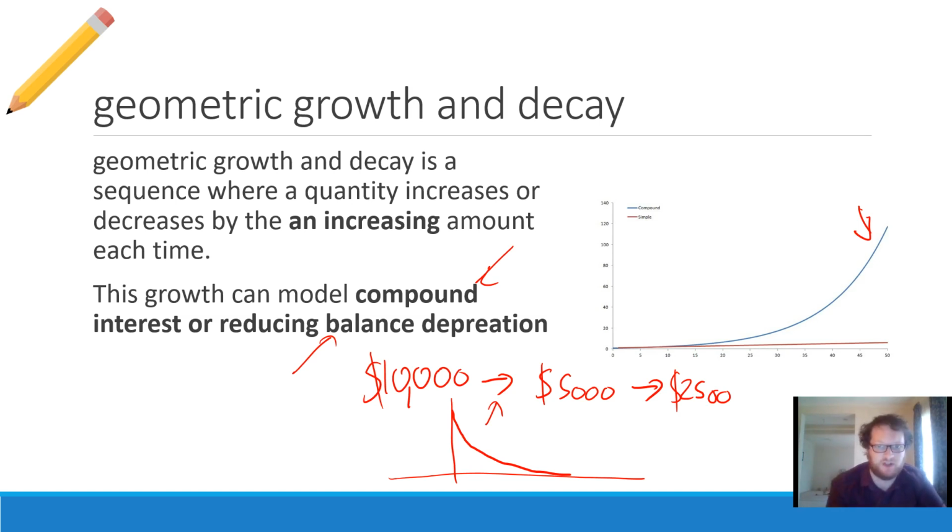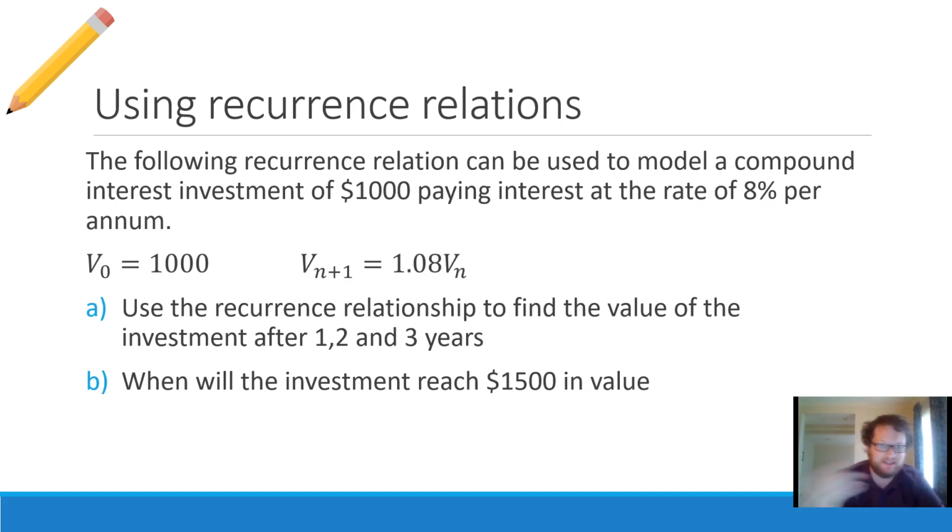Okay, so what does this look like mathematically? Let's look at this example here. The following recurrence relation can be used to model a compound interest investment of $1,000 paying interest at a rate of 8% per annum. Using the same ideas that we've just done, V naught is 1,000. That's our initial, that's again the starting value. We start at this value.